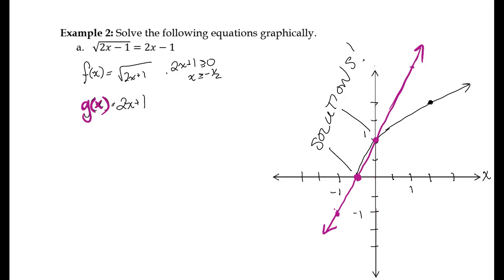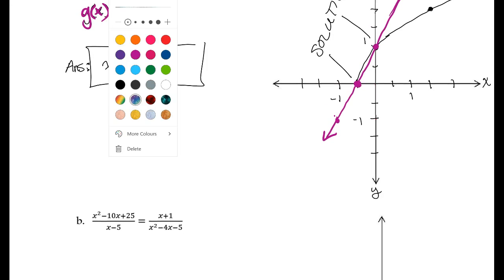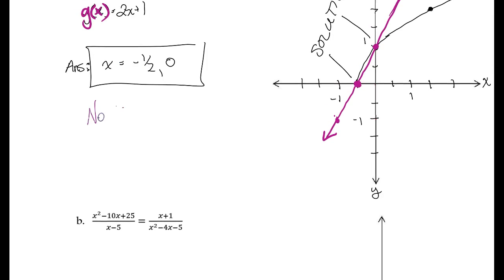Okay, so answers are going to be, and again, we're only solving for x. There's no y here. So x equals -1/2 and 0. Okay, so again, no y, because it's not in our equation.